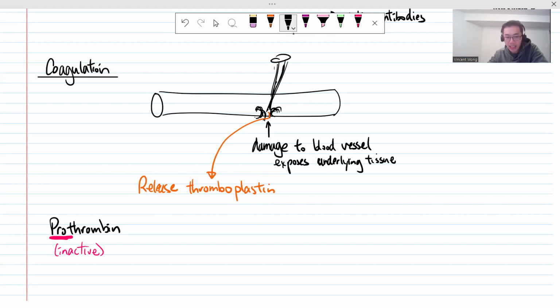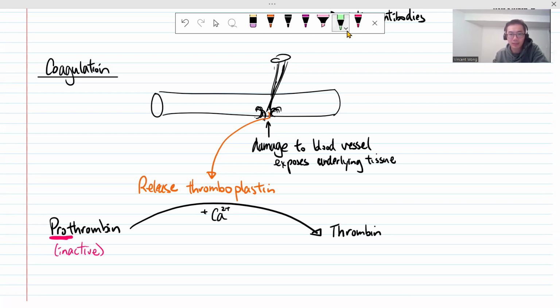However, when you do have a cut, the cut is going to be releasing the thromboplastin, and the thromboplastin, along with some calcium, is going to activate the prothrombin and turn it into thrombin. So this is green light now. This is activated. Active.